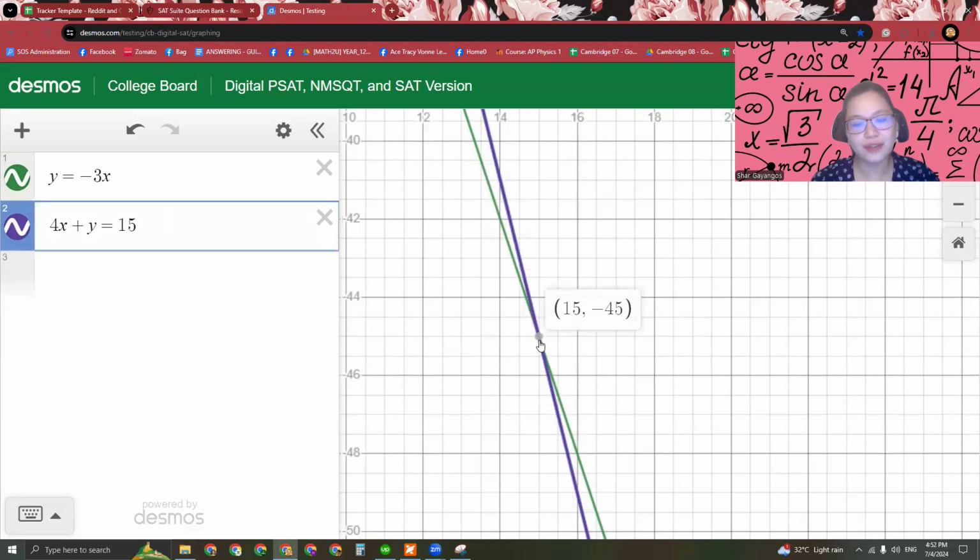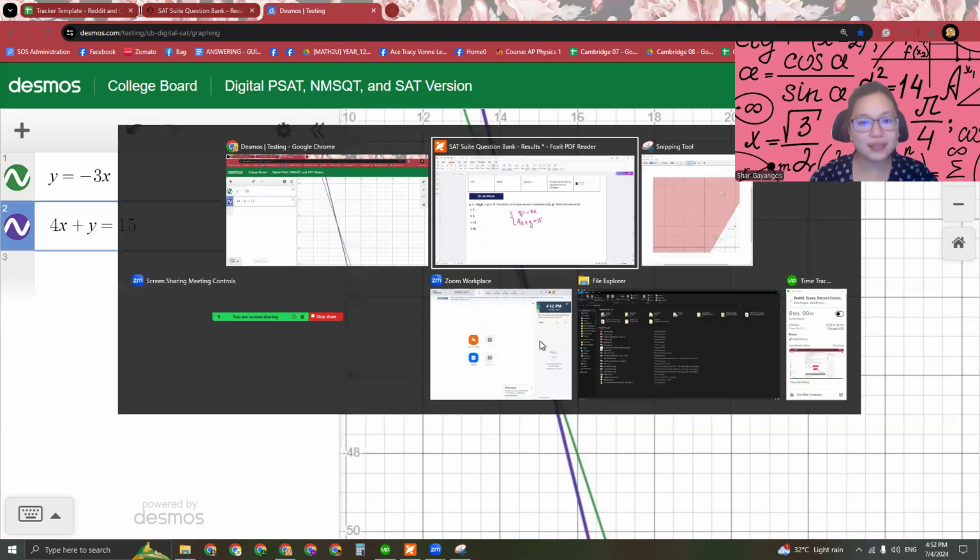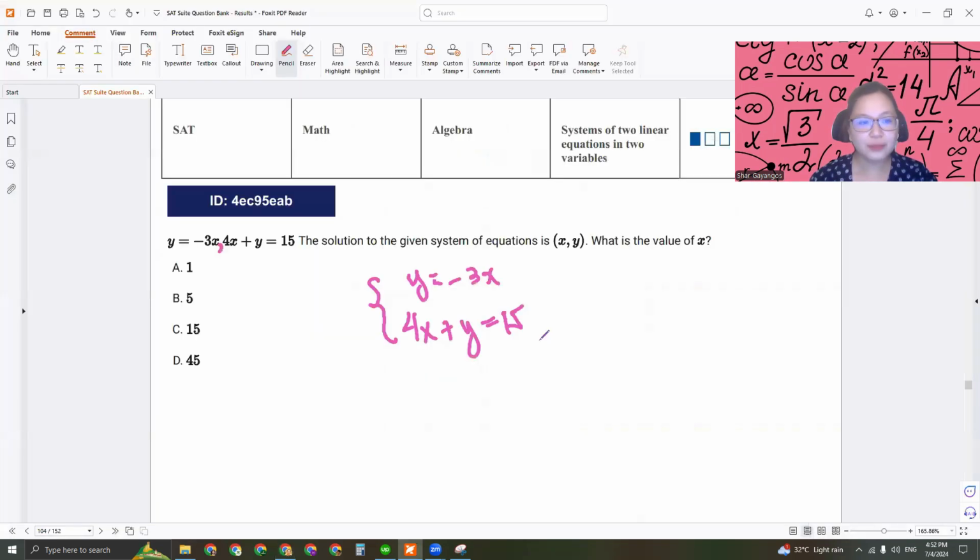Just click on the graph and then it will lead you to this, right? So we know that the solution is x is 15, y is negative 45. So meaning the correct answer is C. So sometimes it also helps that you know how to really optimize Desmos.